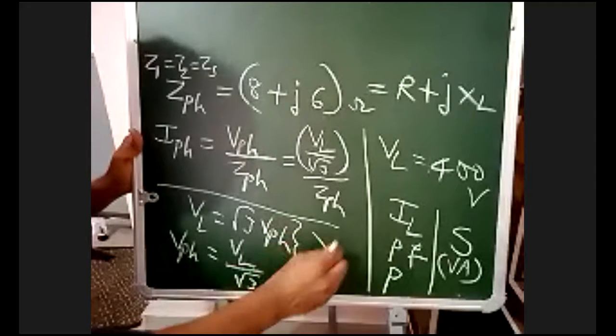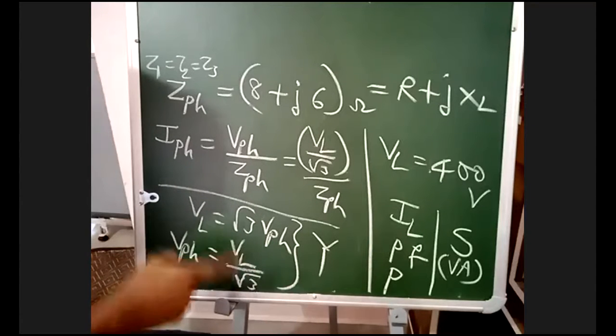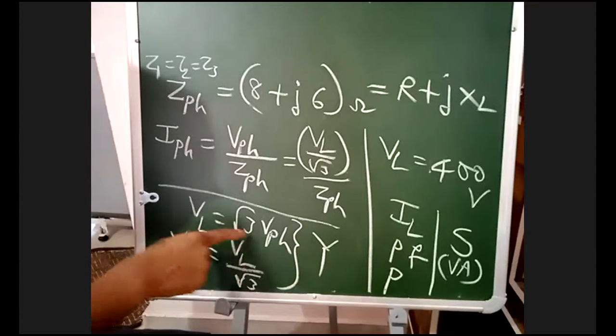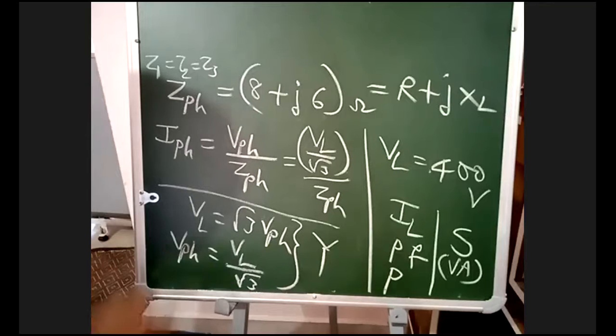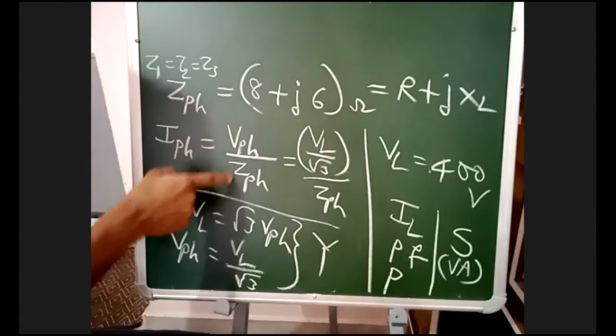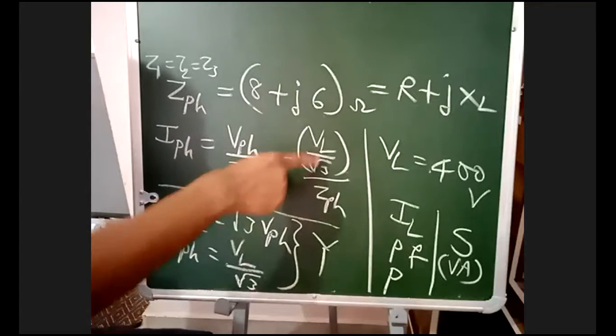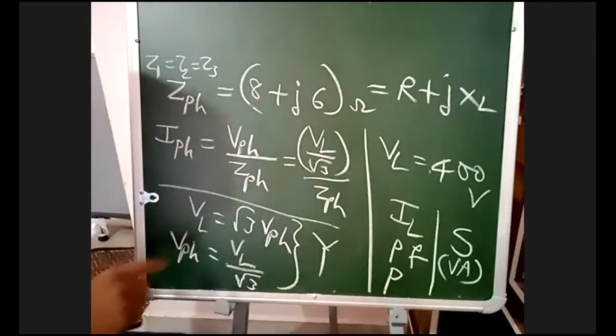In star connection, you have to remember this formula: V phase is equal to VL by root 3, or VL is equal to root 3 into V phase. That's why I am determining the phase current. I phase is V phase by Z phase, but V phase is equal to VL by root 3, because we don't know V phase, we know VL.